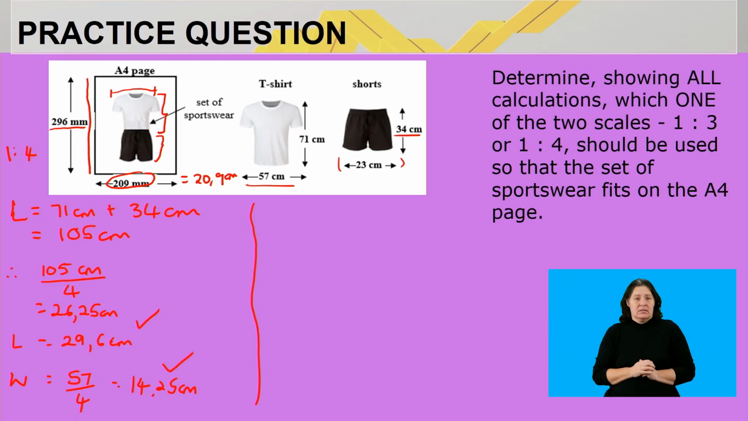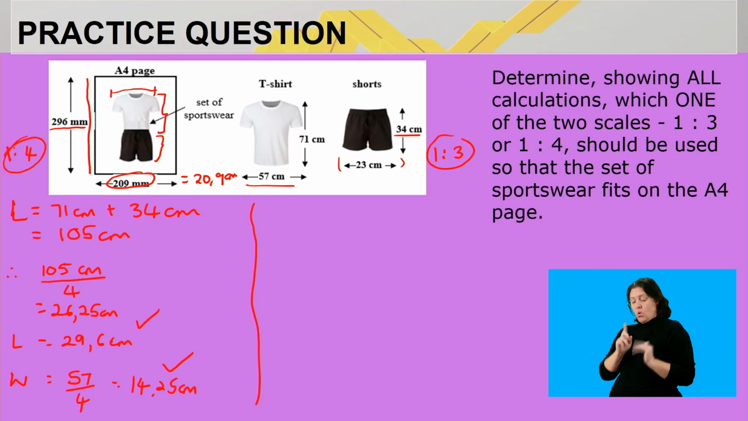Now let's move on to the scale 1:3. Remember the question, it says, determine showing all calculations. Can you see I can't just jump to a conclusion? I have to justify my answer based on my conclusion. Right, showing all calculations, which one of the two scales? So I've started with 1:4, now I will work with 1:3.